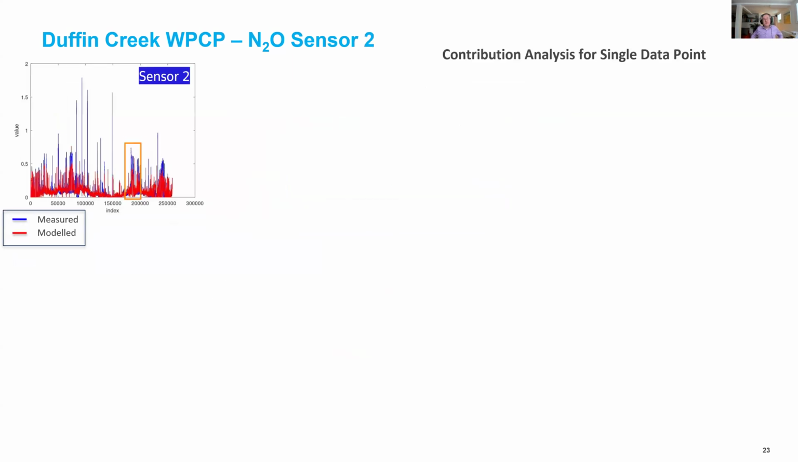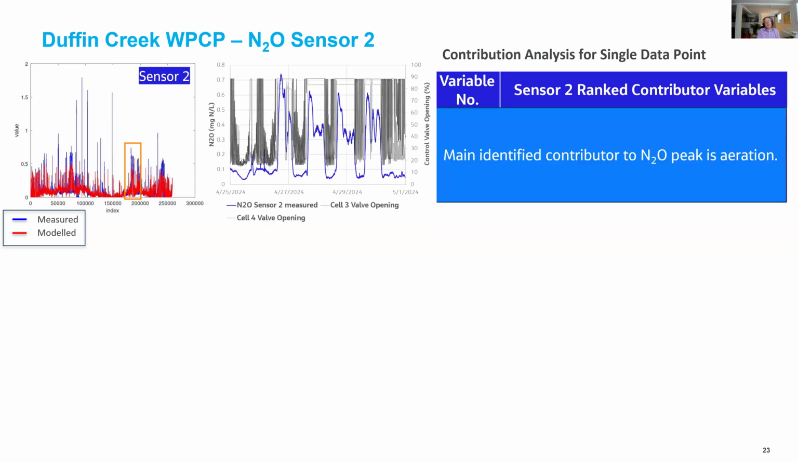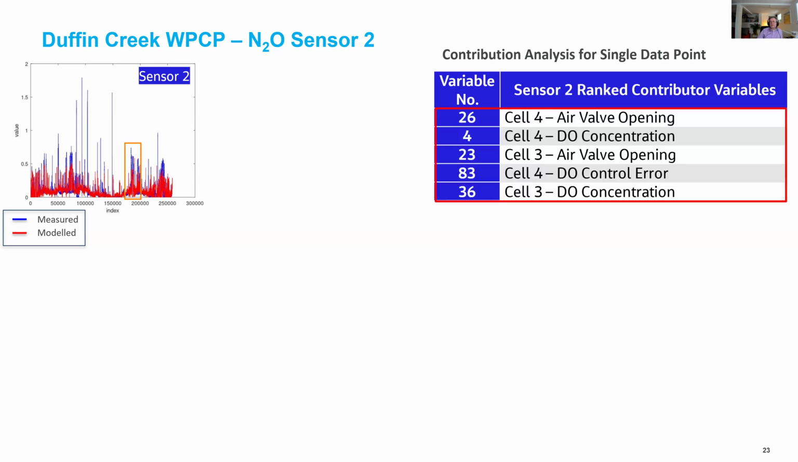Okay, so another example, that is sensor 2. Similar to Elmira, for sensor 2, every single one of the top 5 ranked variables contributing to that single data point relates to aeration. Again, we are feeding a certain set of data, but because we are fitting the measured N2O very well, you could argue the information in that data set is sufficient to describe N2O.